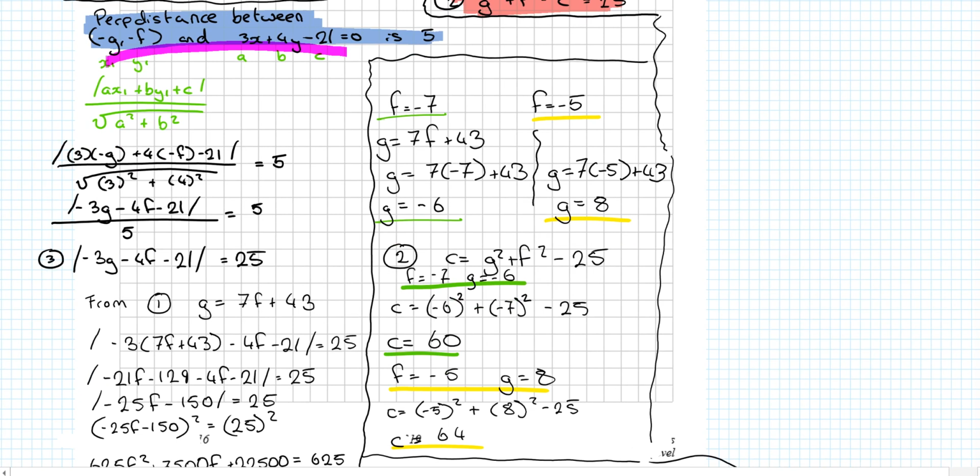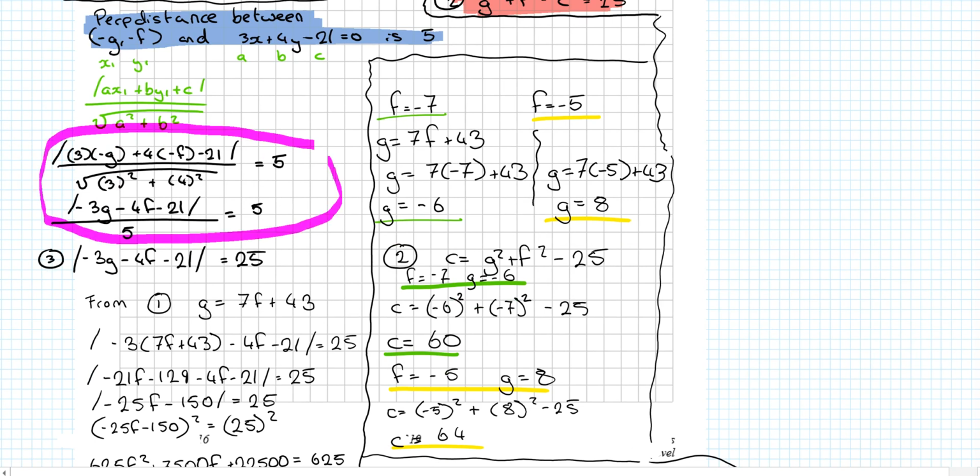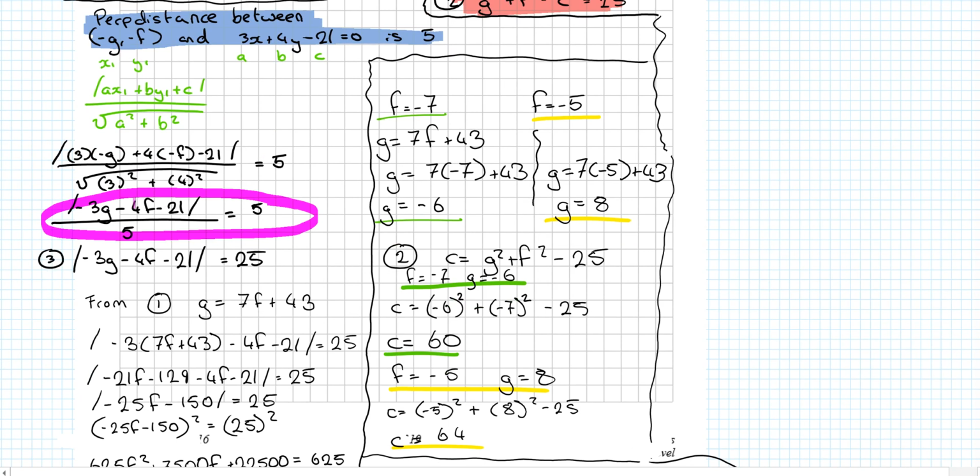So we're using the perpendicular distance formula. We know it's the perpendicular distance between the center and the tangent. Make sure you're using the equation for the tangent. The a is 3, b is 4, and c is minus 21. x1 and y1 are minus g and minus f respectively. And I know the perpendicular distance should work out to be 5, because that's the radius. So subbing everything in and starting to multiply it out a little bit, we get to this point and go, okay, well, what don't I like? I don't like the fraction.